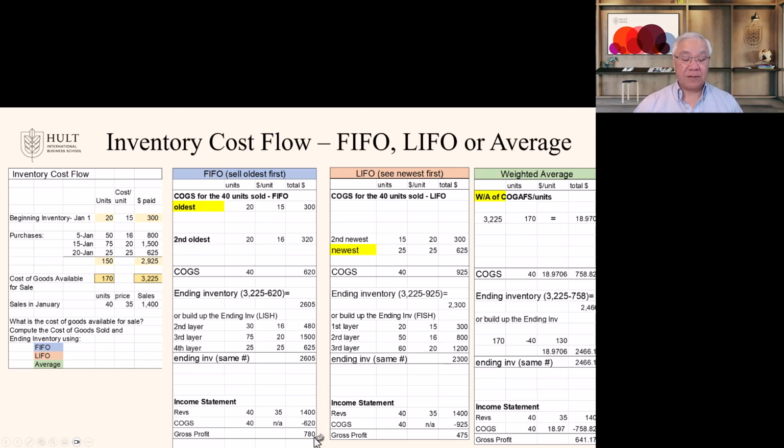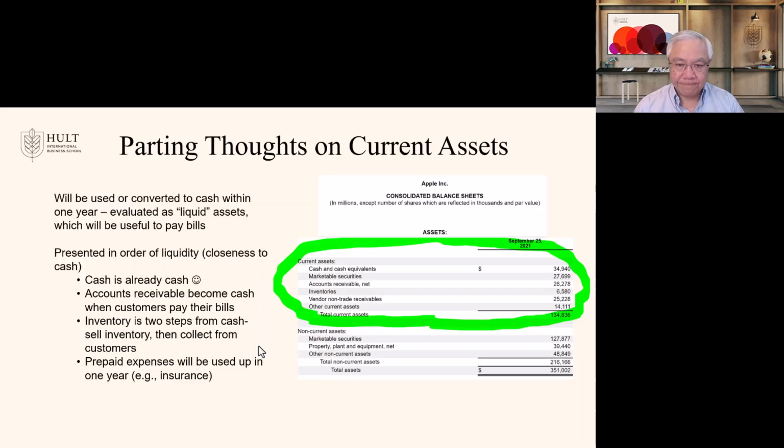So look at the difference. Under FIFO, we report the highest profit of 780. Under LIFO, since we expense the most expensive items, the most recent items, we only made 475. And under weighted average, we have a number in between, 641. All right, so I hope that made sense. That's a side-by-side comparison of the three cost flow assumptions of FIFO, LIFO, and average cost.